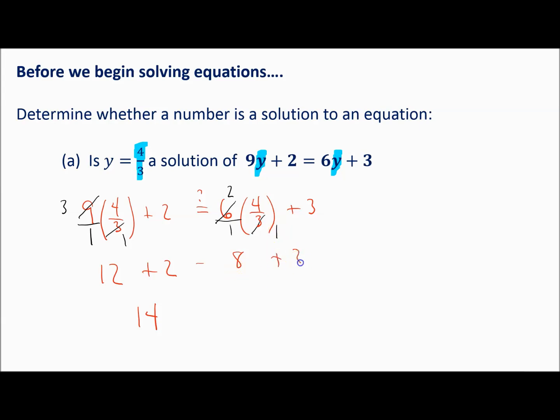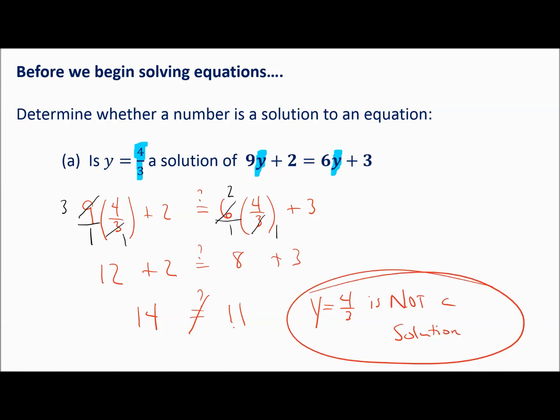Remember, we talked about we don't need the 1 in the denominator. The plus 3 comes down. Remember, I don't know if these are really equal, so I'm going to just put my little question mark above it. 8 plus 3 is 11. Well, turns out they're not equal at all, right? Now, what this means is y equals 4/3 is not a solution. Not a solution to the equation above.